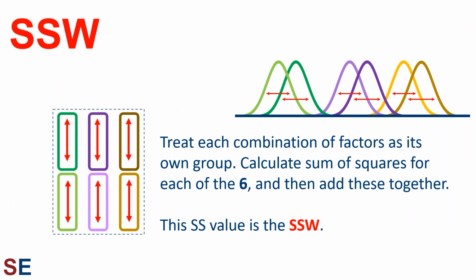For the sum of squares within, we treat each combination of factors as its own separate group, as if we were doing a one-factor ANOVA. We calculate the sum of squares separately for each of the 6 using their own group mean, and then add these together. This sum of squares value is the SSW.